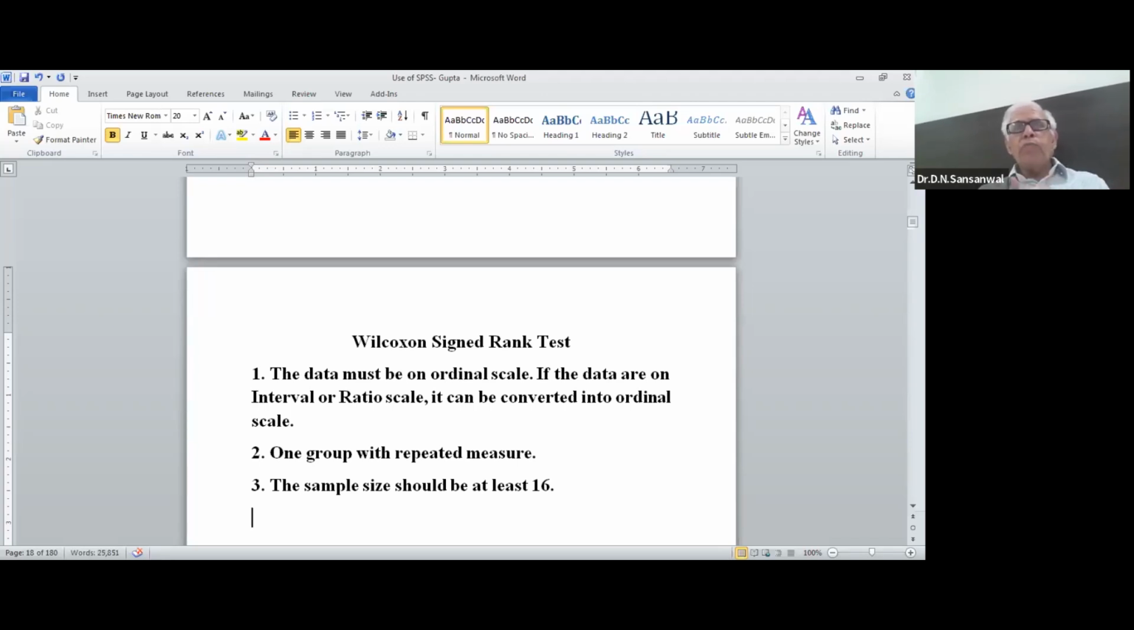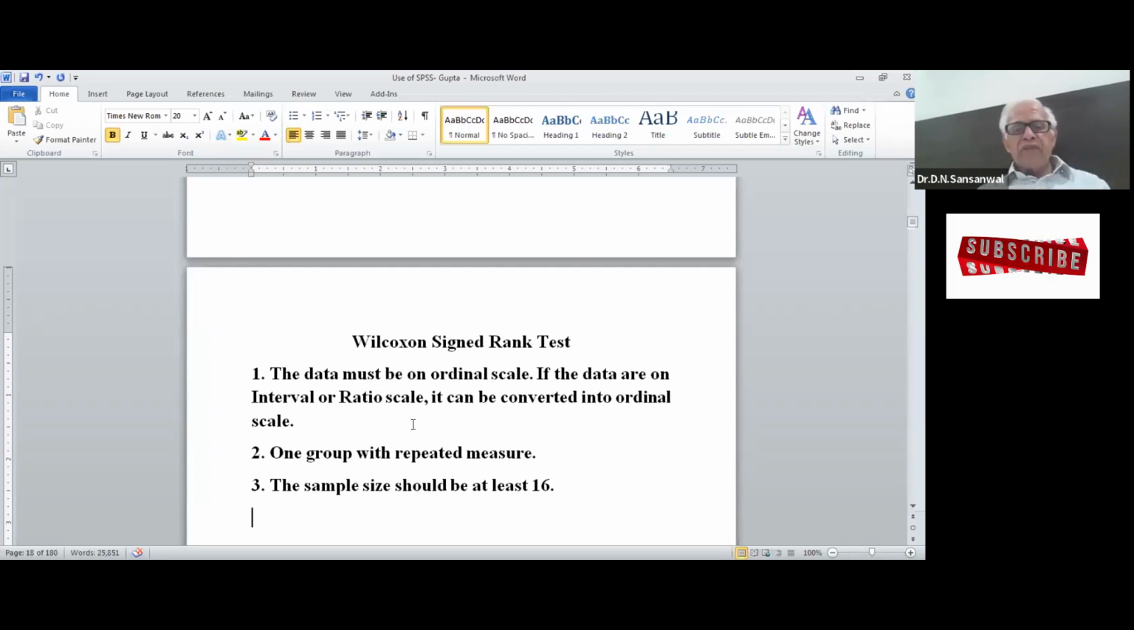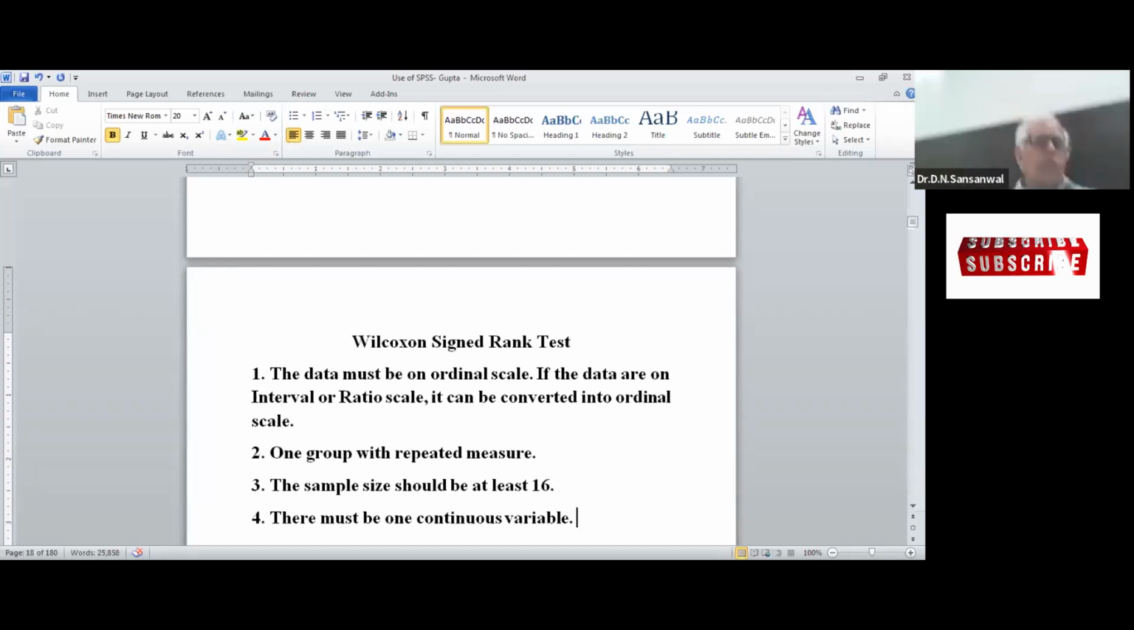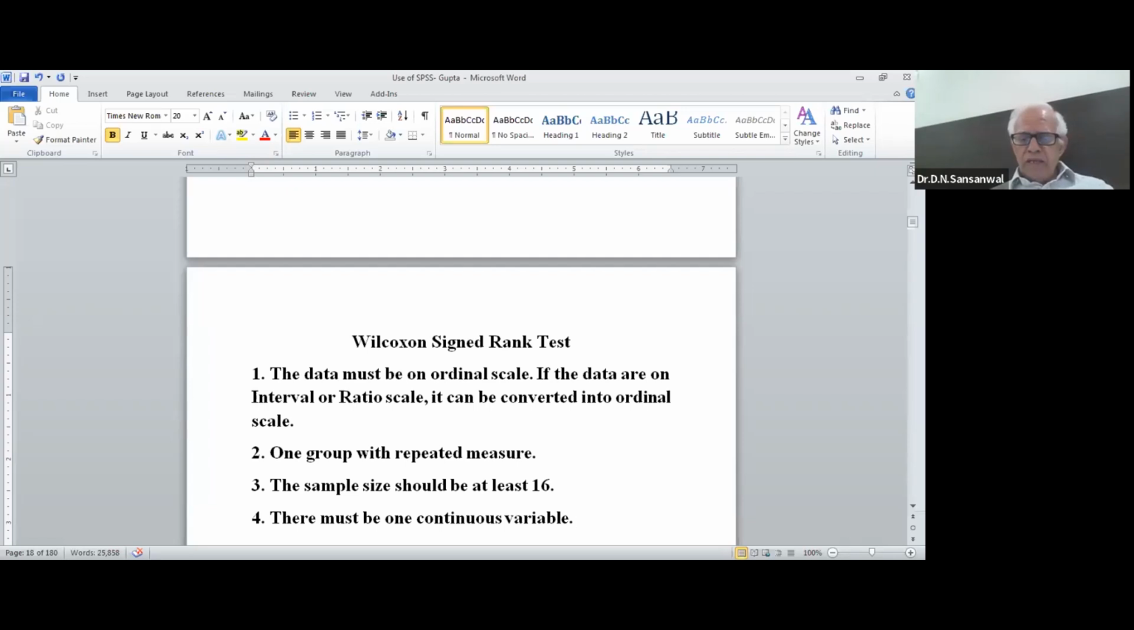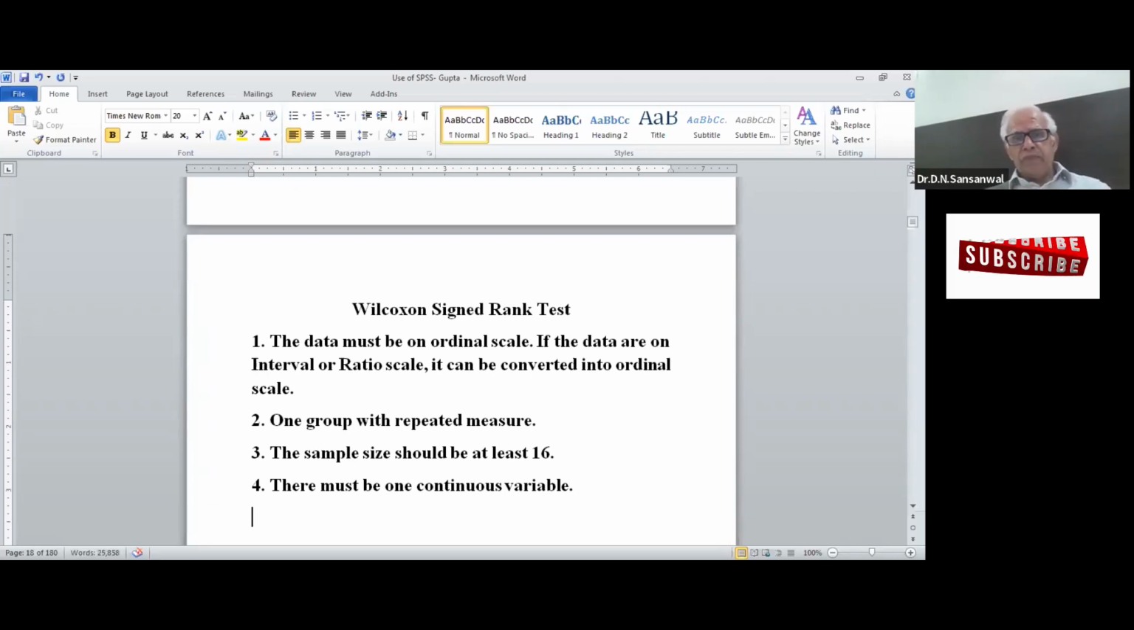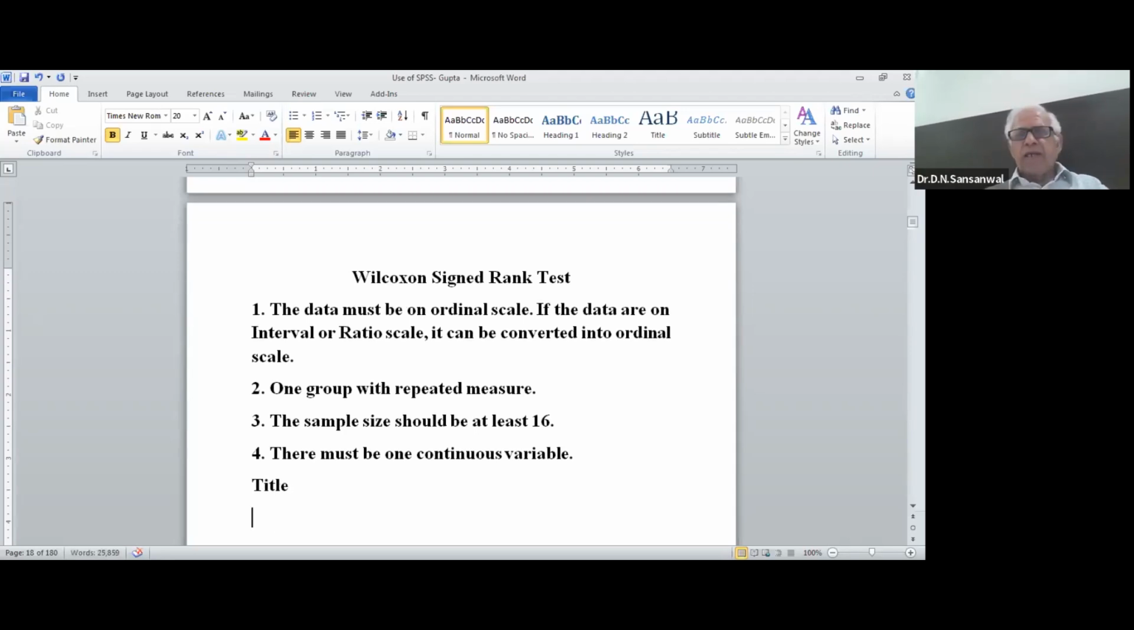Now you give me the name of one continuous variable. Because the data should be on ordinal scale, that means there must be one continuous variable. So you name one continuous variable, and then I can write the title by using that continuous variable. Give me the name of any continuous variable. I'm waiting for your response.